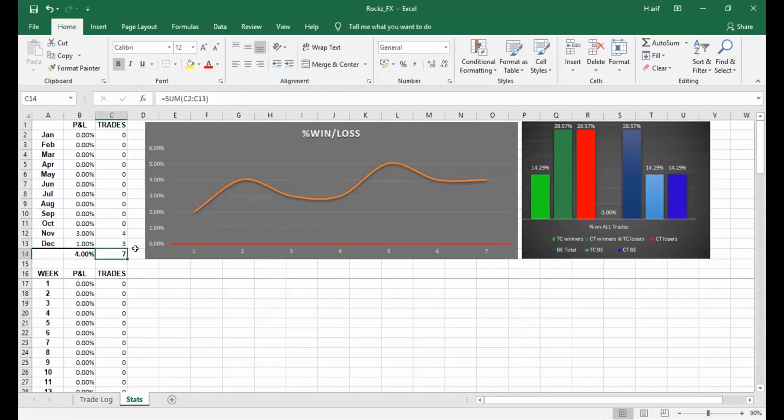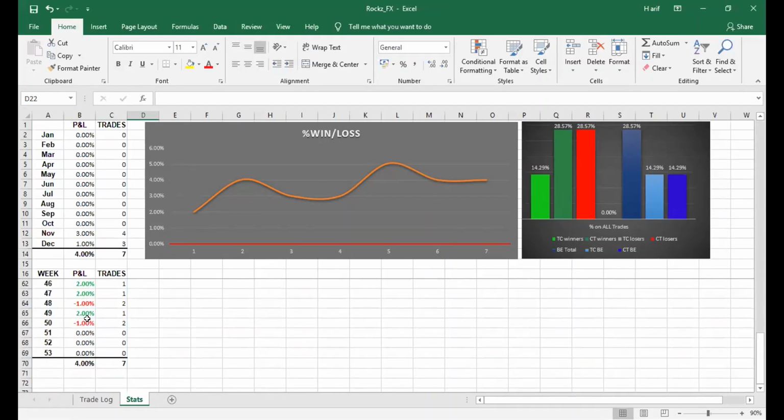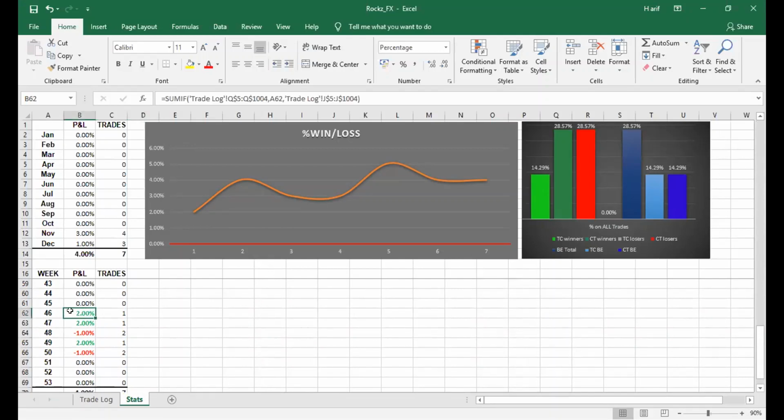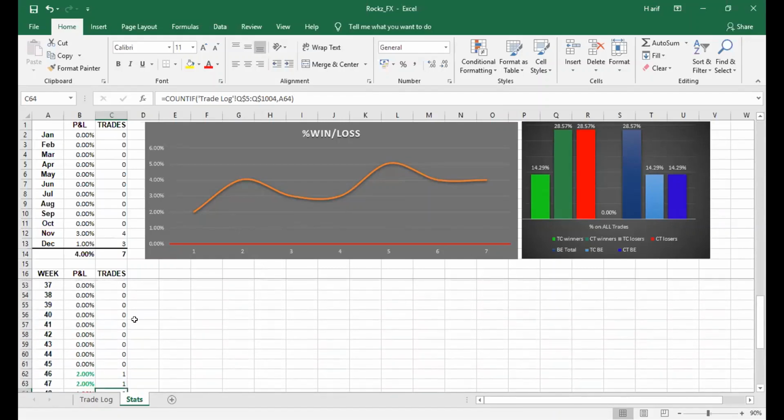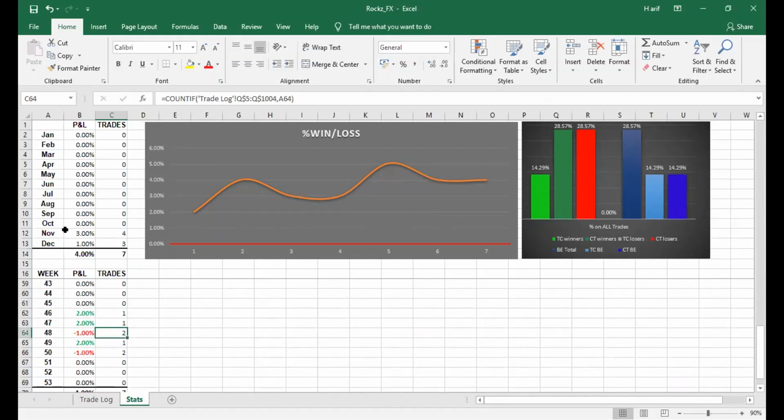So that bit's that. This bit under here is each week throughout the year. So if we scroll down, you'll see here's the weeks we've done. So it was week 46, 47, 48, and so on. We did 2% week 46, 2% week 47, and there's the number of trades we took that week as well. Again, it's pretty straightforward, but it's a nice way to see how many weeks you have losing streaks, how many weeks you have winning streaks, and it's a nice visual representation of your trades.